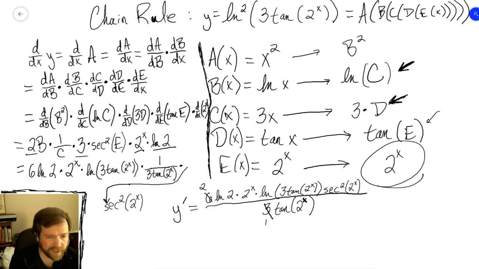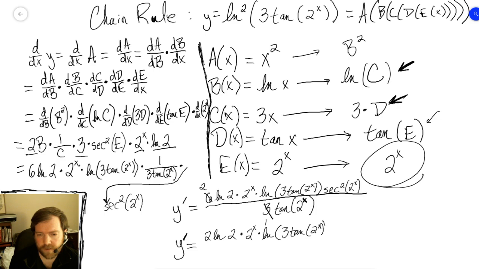So again, if we felt like it, I don't know why you maybe even would want to, but this could be 2 natural log 2 times 2 to the x times natural log of 3 tangent of 2 to the x. Again, secant squared can come down and become a cosine squared, and this has a division of a cosine, so sine of 2 to the x times a cosine of 2 to the x.